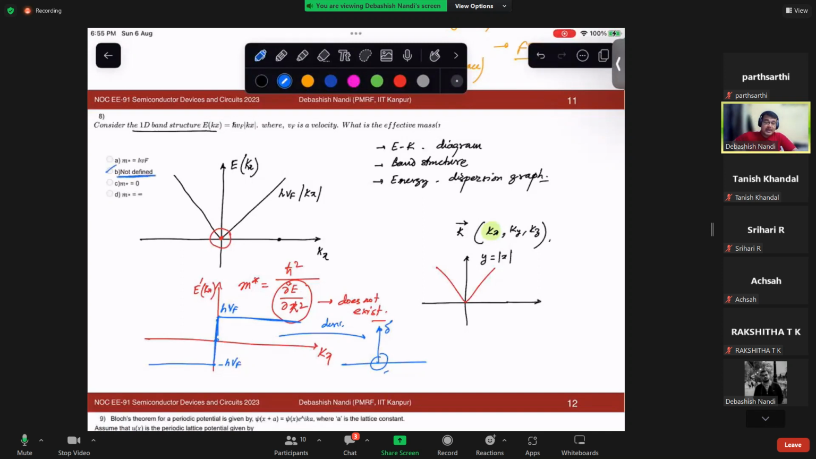This is actually a practical case, by the way. You generally use this parabolic approximation of the energy band diagram, right? But there are certain materials, if you have heard of graphene, graphene shows this kind of band structure. It does not have any effective mass. By the way, on this note, why do we need effective mass?